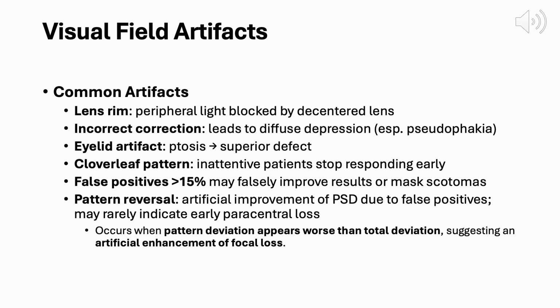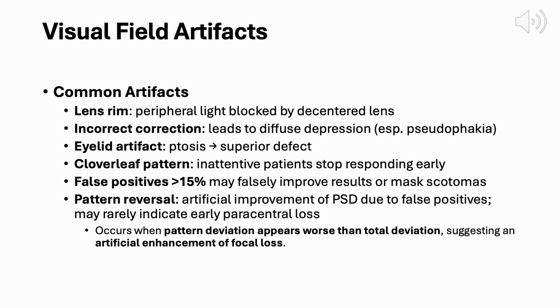One of the most frequent issues is lens rim artifact, which occurs when a decentered trial lens blocks peripheral light, mimicking a peripheral field defect. Incorrect refractive correction, especially in pseudophakic patients, can lead to generalized depression across the field, reducing overall sensitivity without representing true pathology. Eyelid artifacts are another common pitfall. For example, a drooping eyelid, ptosis, can cause an artificial superior defect by obstructing light from entering the eye.